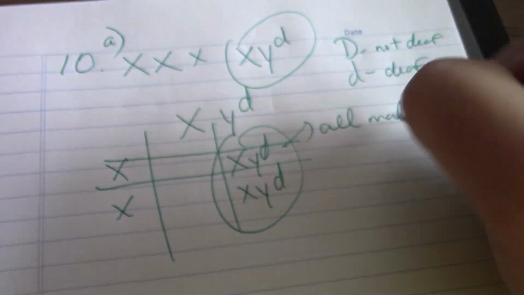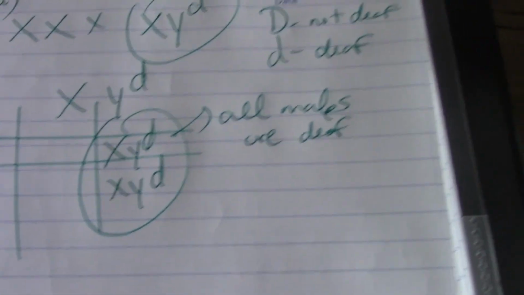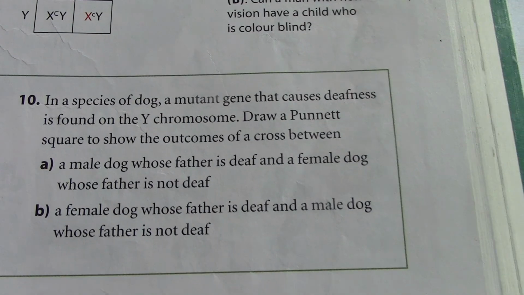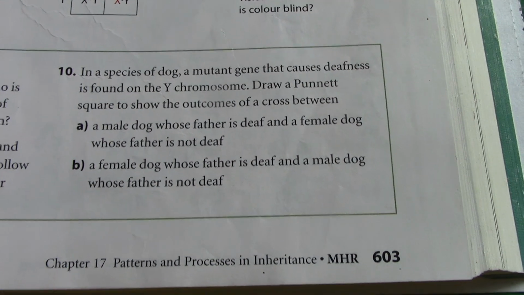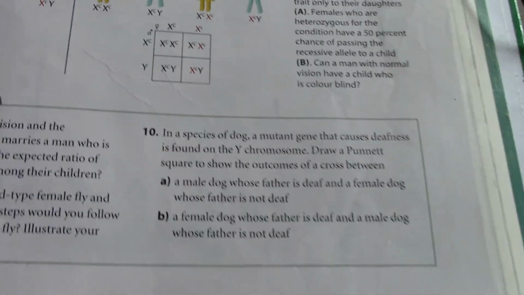So you have this, right? So you have X, Y D, and then XX. So all of the deaf males' children will be deaf. All males are deaf. Because if you get it on the Y and you're a dude, then you're deaf. All right. So we have a male dog whose father is deaf and a female dog whose father is not deaf. And again, a female dog whose father is deaf, it doesn't matter. She's not going to get a Y chromosome from dad. So she's still going to be XX.